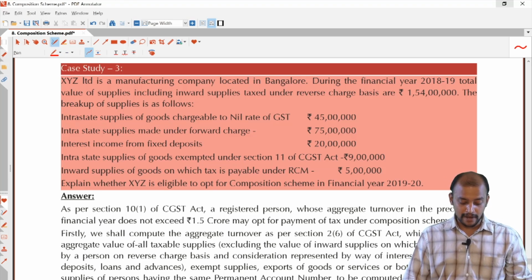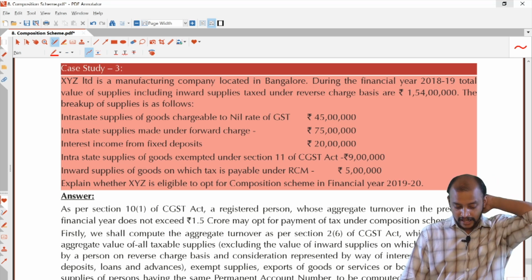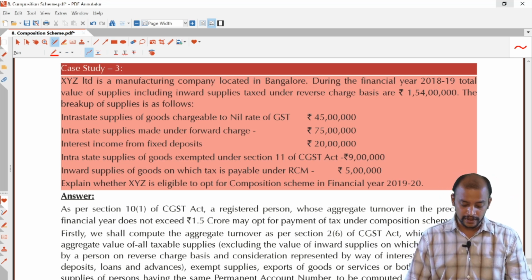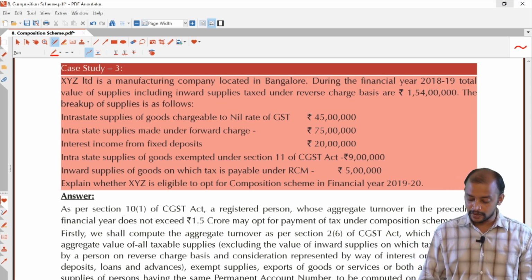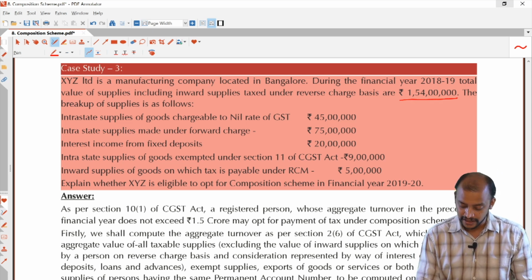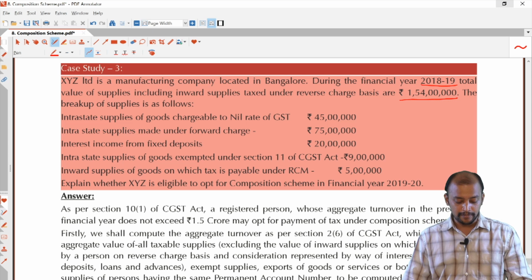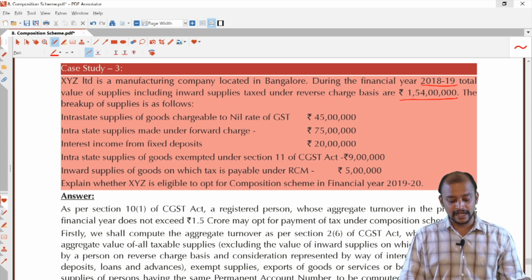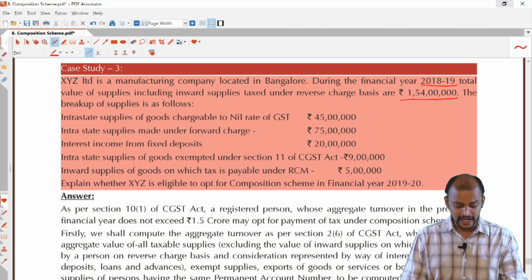XYZ Limited is a manufacturing company located in Bangalore. During the financial year 18-19, the total value of supplies, including inward supplies taxed under reverse charge basis, is 1 crore 54 lakhs. So this is the total value of supplies for which financial year? 2018-19. The breakup of the supplies is as follows. Intrastate supply of goods chargeable to nil rate of GST is 45 lakhs, whereas intrastate supplies made under forward charge is 75 lakhs.